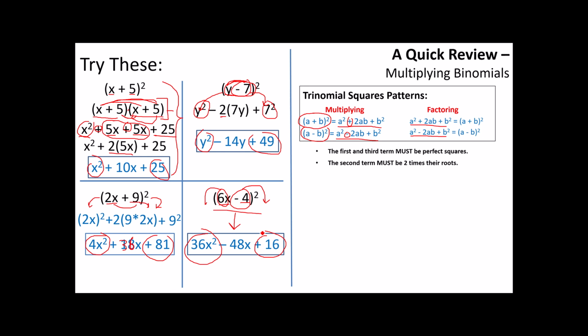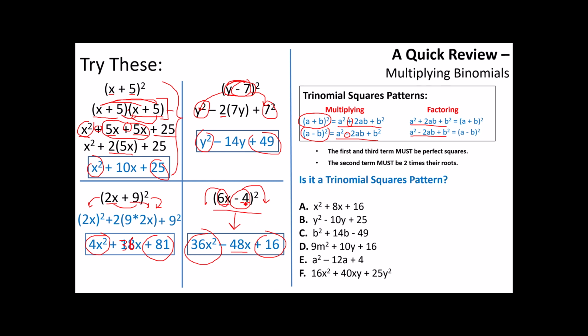Second, the second term, or this middle term, must be 2 times the roots. Notice the root of 36x squared was 6x. The root of 16 was 4. The middle is 2 times 6x times 4. So, if you think you've got that, I would recommend going ahead and trying to do this on your own. Just tell me if it's a trinomial square or not. If you feel uncomfortable, watch me do one or two and then try again on your own.